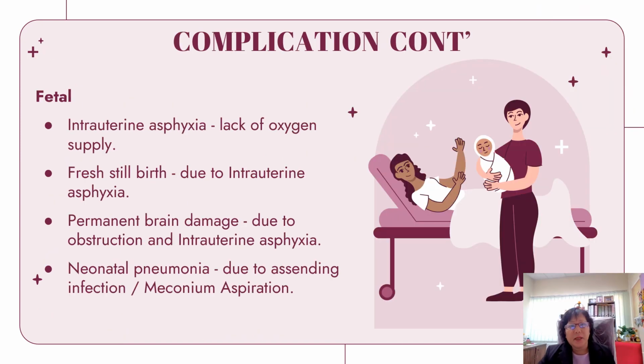This is the complication of obstructed labor to the fetus. Number one, intrauterine asphyxia, lack of oxygen supply to the fetus. Number two, fresh stillbirth due to intrauterine asphyxia. Number three, permanent brain damage due to obstruction and intrauterine asphyxia. Number four, neonatal pneumonia due to ascending infection or meconium aspiration.